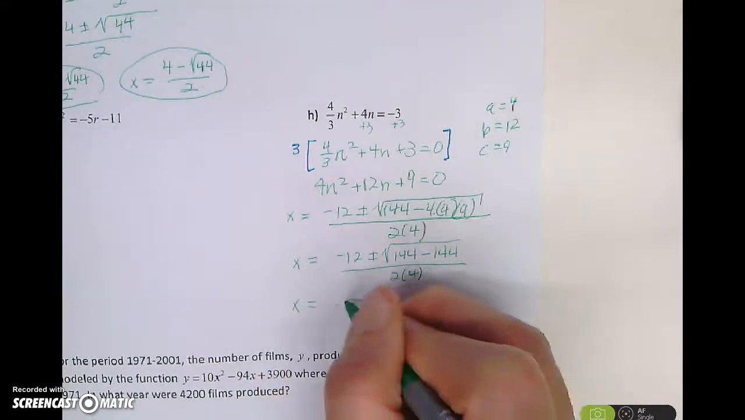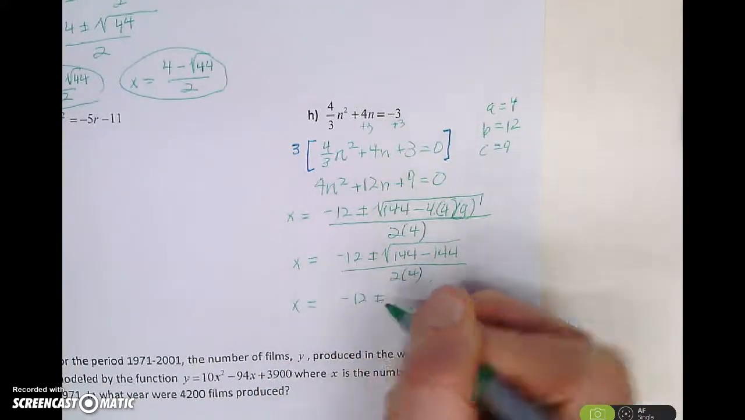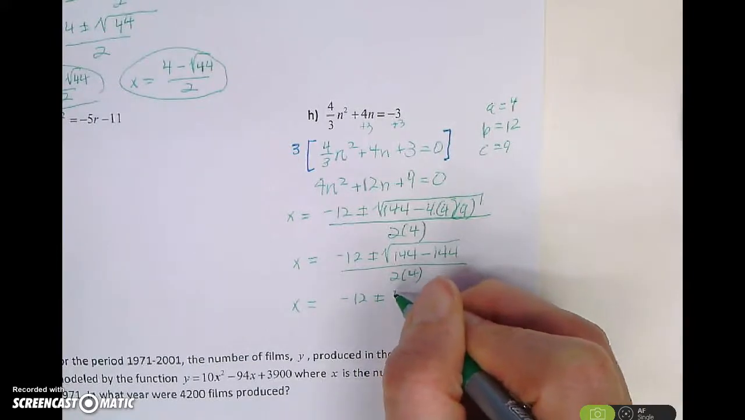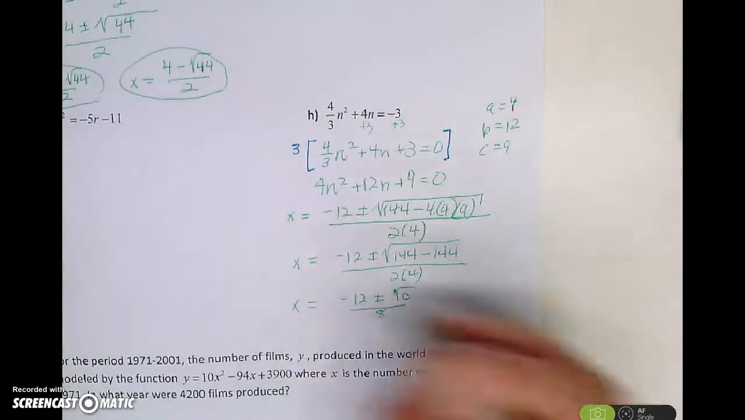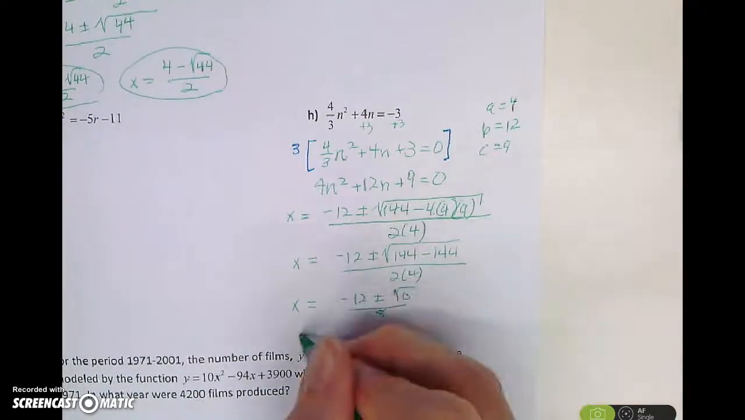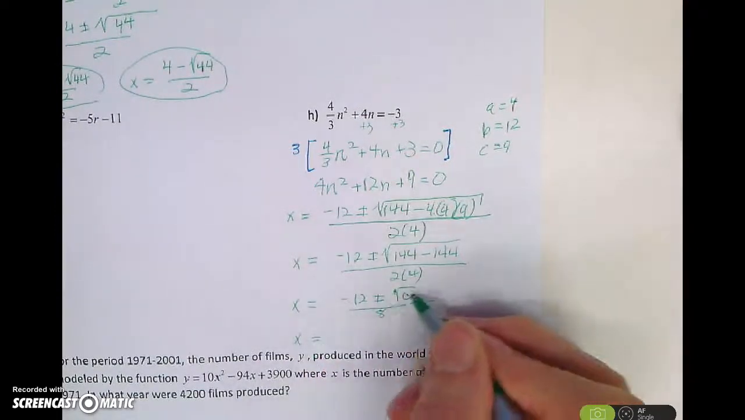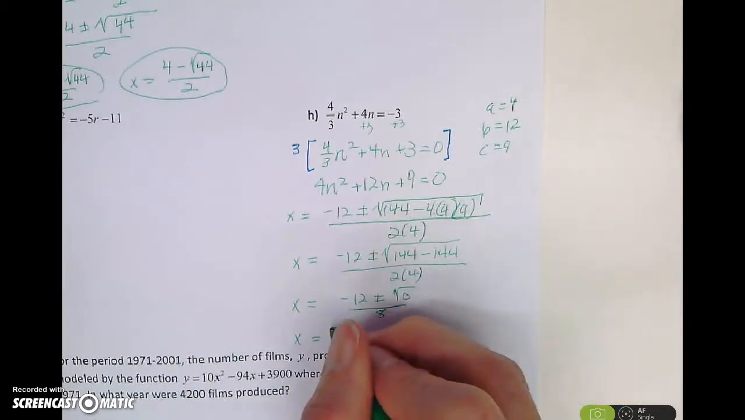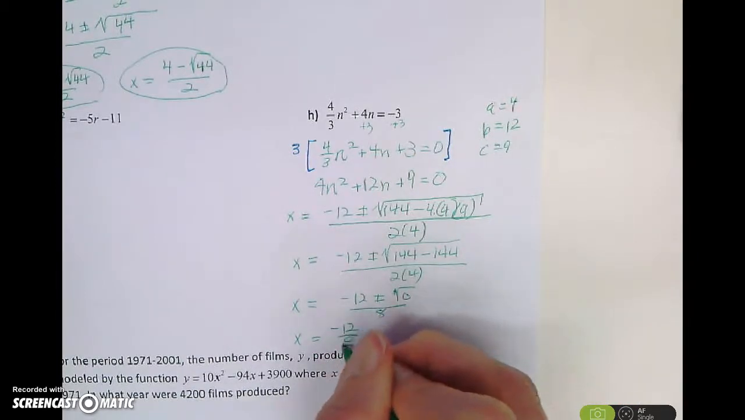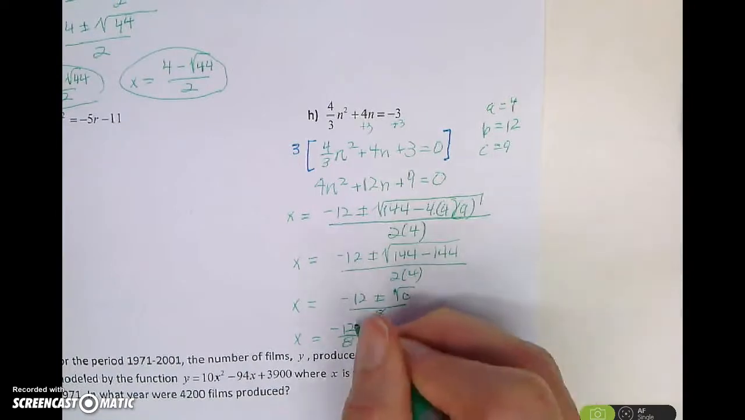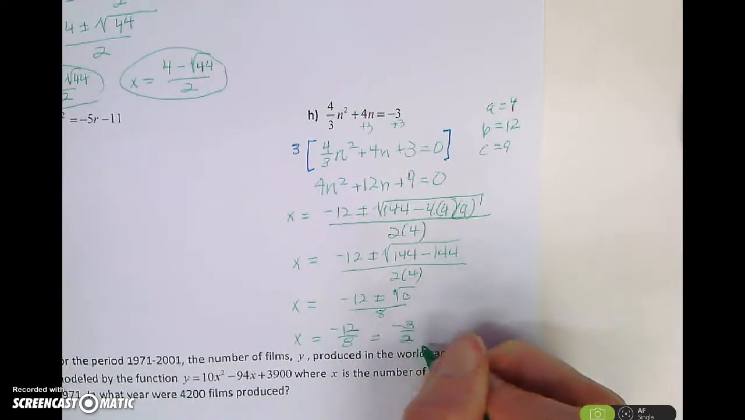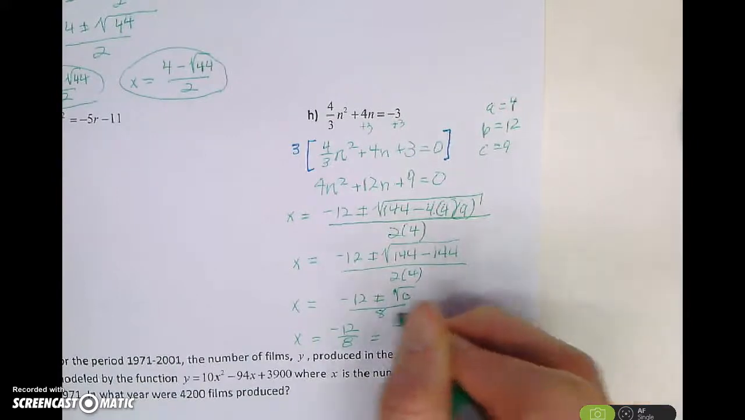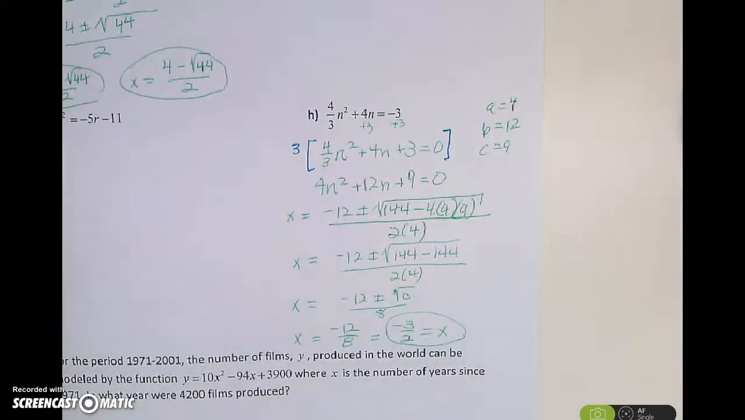So x is going to be equal to negative 12, plus or minus the square root of 0 over 8. And then we're going to have that x then is equal to, square root of 0 is 0, so we're going to equal negative 12 over 8, which reduces by 4 into negative 3 over 2. So that will be our x value for that problem.